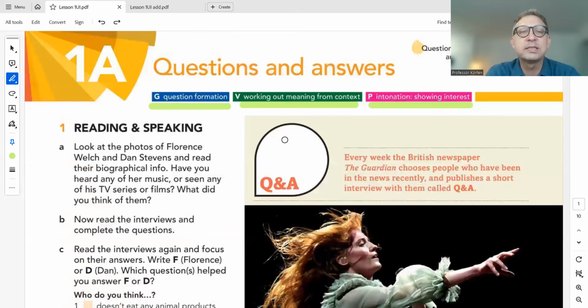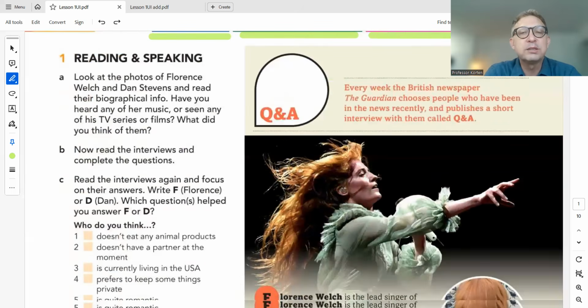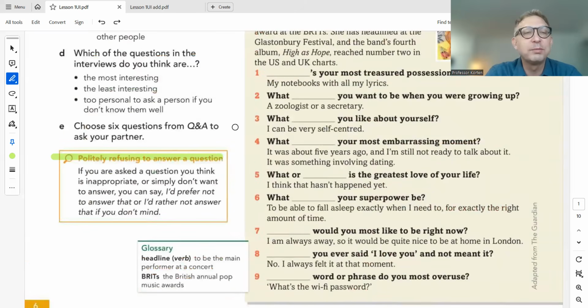So let's go through it. We're going to skip, as I mentioned, reading and speaking, although we'll talk a little bit about this box here, politely refusing to answer a question. How do we do that in English? We have a lot of ways to do it. Sometimes you just don't say anything. That could be a bit rude. You could say, I'd prefer, you see right here, I'd prefer not to say, I'd prefer not to answer, I'd prefer not to talk about it. Three ways you can politely but firmly get out of that conversation.